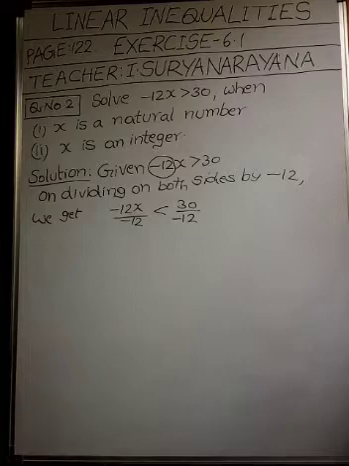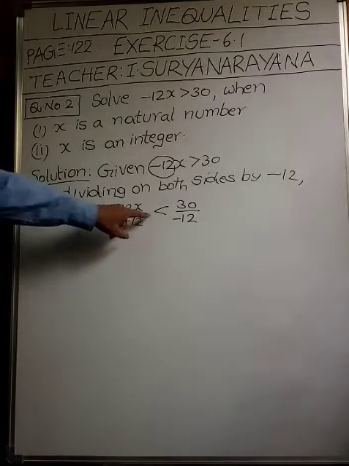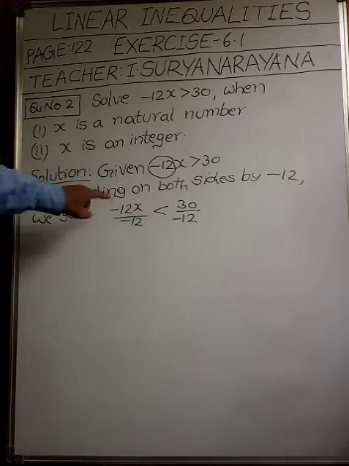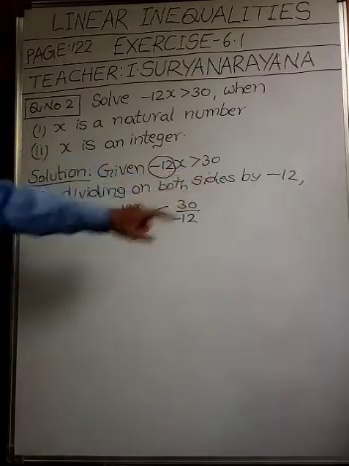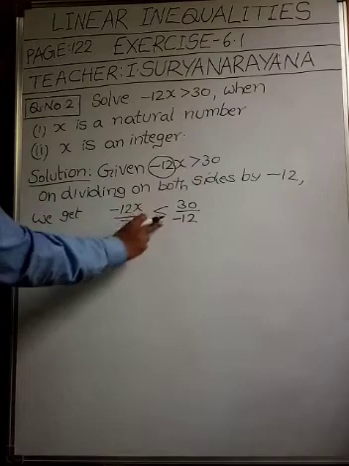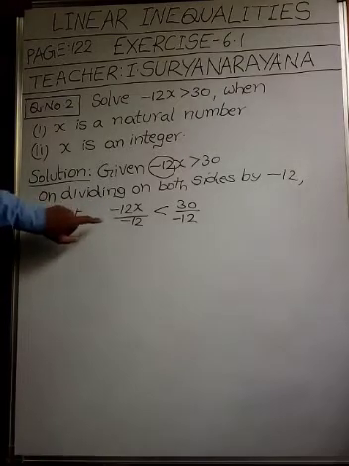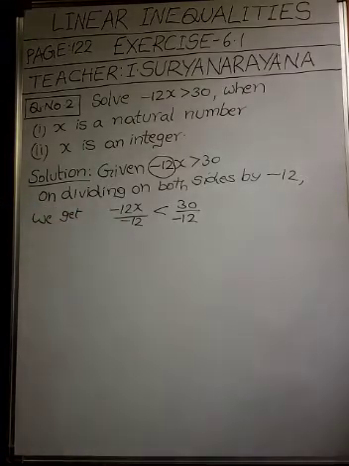Okay, my children? Understood this one? As we are dividing this inequality on both sides by -12, the greater than sign is reversed by rule number 2. Yesterday we discussed that rule number 2. Do you remember that point, my children? We used that rule here. Understood this step?